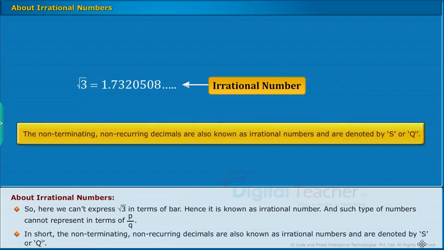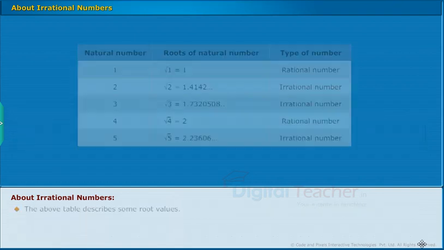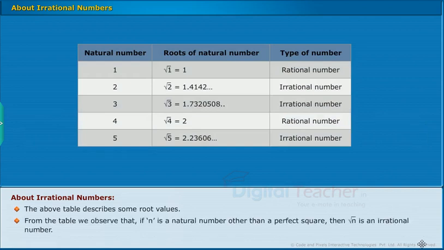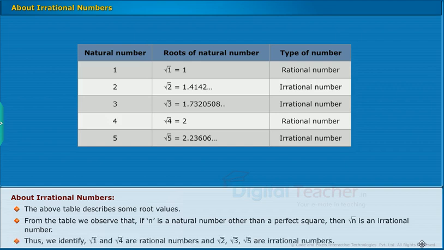In short, the non-terminating, non-recurring decimals are also known as irrational numbers and are denoted by S or Q dash. The above table describes some root values. From the table, we observe that if n is a natural number other than a perfect square, then root n is an irrational number. Thus, we identify root 1 and root 4 are rational numbers, and root 2, root 3, root 5 are irrational numbers.